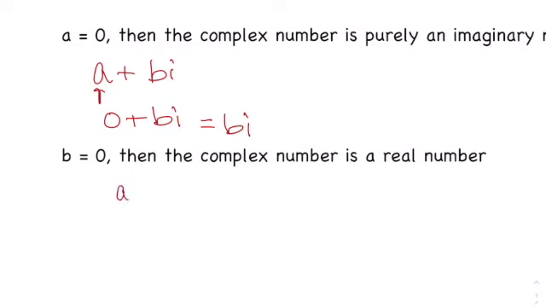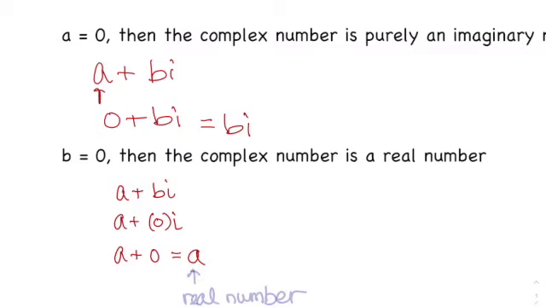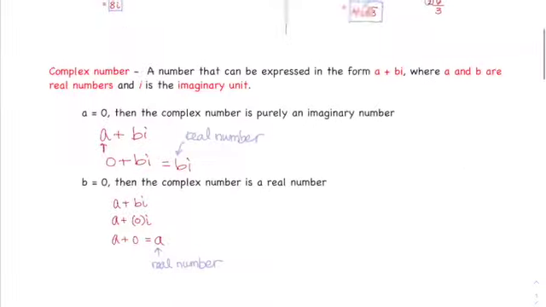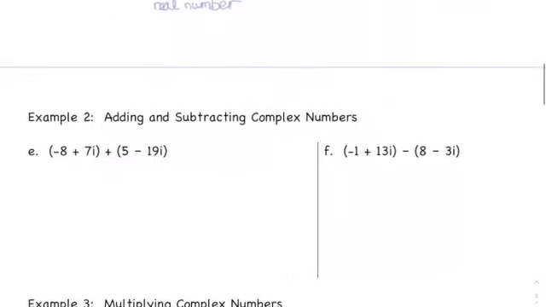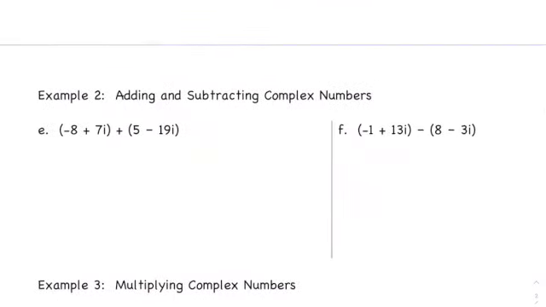If you have a plus bi, and then b is 0 times i. Well, anything times 0 is 0. So a plus 0, you get a, which is a real number. And then b is a real number. So that's the next one for complex number. There's two different forms. On to example number 2, adding and subtracting complex numbers.